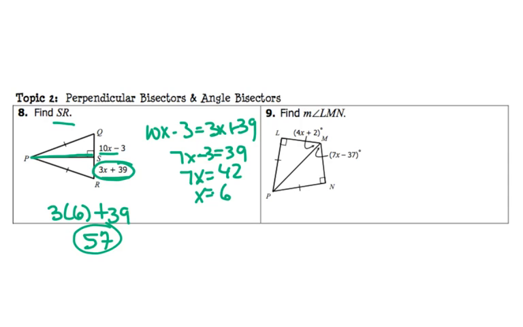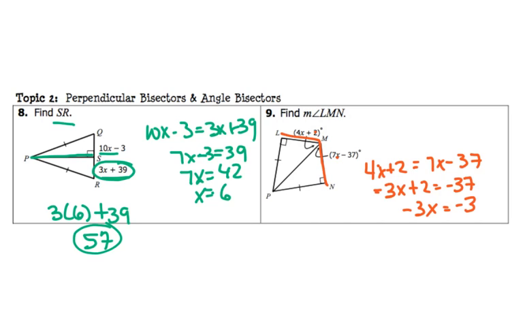Alright, so we have our angle bisectors. So this angle here is being bisected, which would make these two angles congruent to each other. So we want to set them equal to each other. So we're going to get 4x plus 2 equals 7x minus 37. We subtract 3x to both sides, and we get 3x plus 2 equals negative 37. Oops, I should get a negative 3x, not a positive 3x. Subtract 2 to both sides, and we get negative 3x equals negative 39. Divide, and we'll get 13.